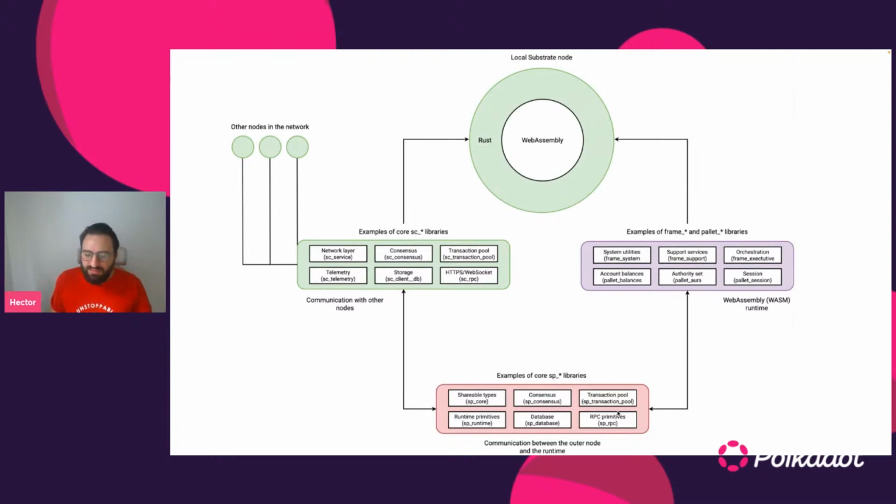And then you have the primitives, which basically make the glue between the core libraries and the more runtime-related libraries, let's say. So basically they communicate with each other through these primitives. And then you have the FRAME and pallet libraries, which very much interact with the runtime, like pallet_assets or frame_support, and frame_executive, which is a super important pallet that basically orchestrates all the block production, running the extrinsics in order, and so on.